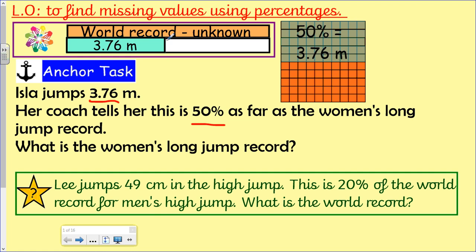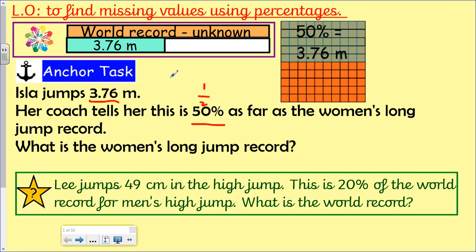So I'm hoping you can see we've got the world record here that's unknown and we've got Isla's jump here that's 50%. 50% is the same as a half, so you should be able to see that there, okay? Same up here, the new 100 square. So this is what Isla jumps, 3.76 meters. We need to work out the whole thing. We need to work out 100%, okay, from knowing the 50%. So if this is 3.76, please, please, please have a go and then come back to me. So pause the video, have a go, and then follow me going through it.